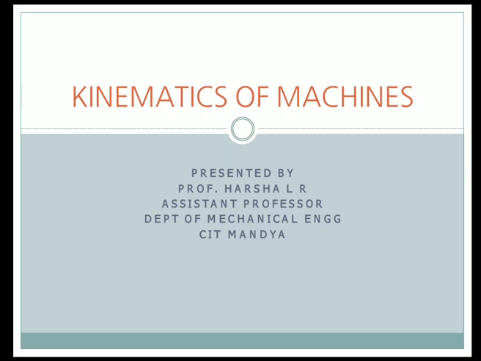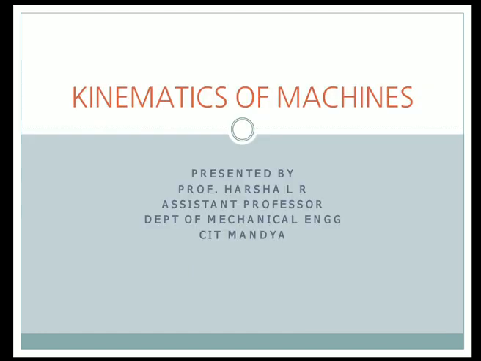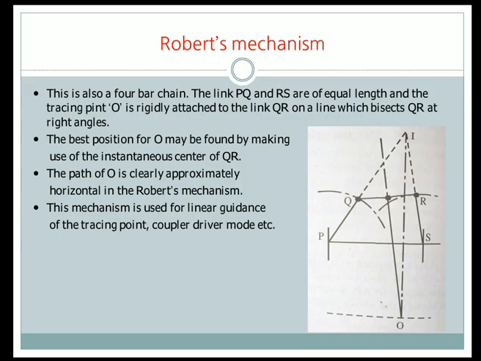Dear students, today in this session we shall discuss approximate straight line motion mechanisms. In previous classes we had discussed straight line motion mechanisms and examples of that. Today we shall see the approximate straight line motion mechanism, and the example of that mechanism is Robert's mechanism. So here this is a 4 bar chain.